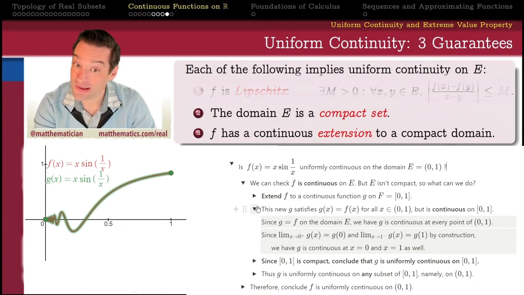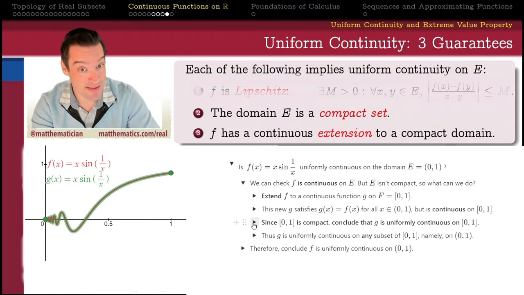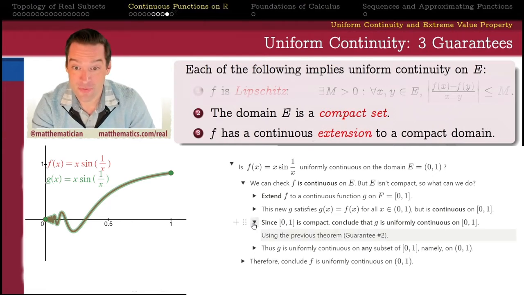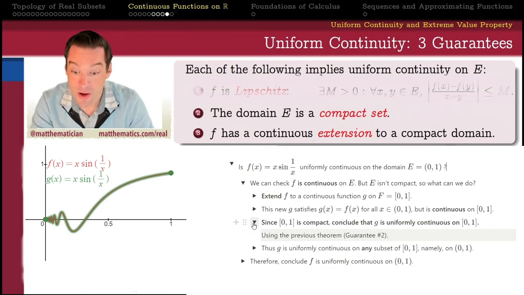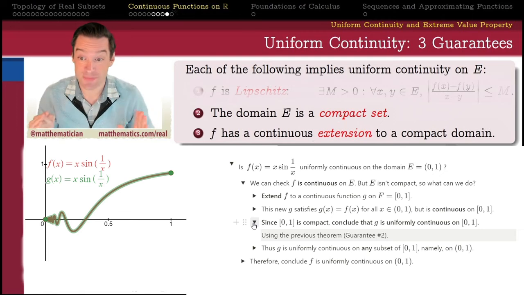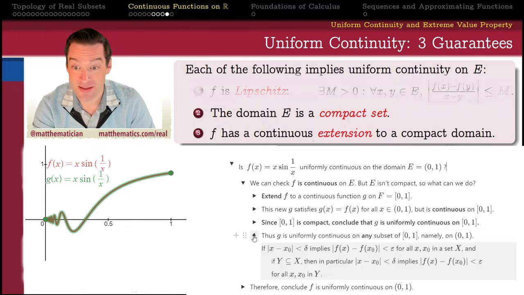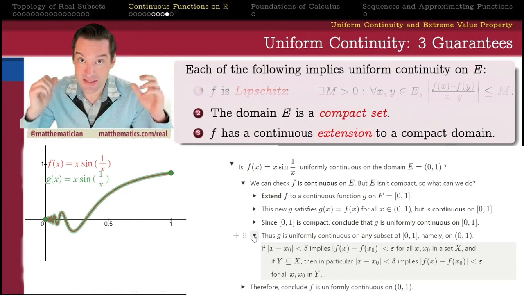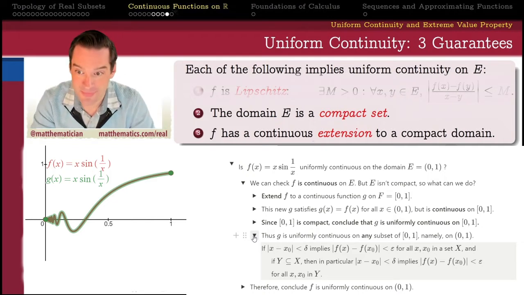And what's great about the closed interval from 0 to 1 is that it is a compact set. It's closed and it's bounded and it's a subset of the real numbers. So in the standard topology, it is a compact set. Therefore, by guarantee number 2, by the theorem that we worked so hard to prove in the previous video, we can conclude that g, my extension, is a uniformly continuous function on the closed interval from 0 to 1. Therefore, g is uniformly continuous on any subset of that closed interval. Again, because uniform continuity on a larger set guarantees uniform continuity on any smaller subset.